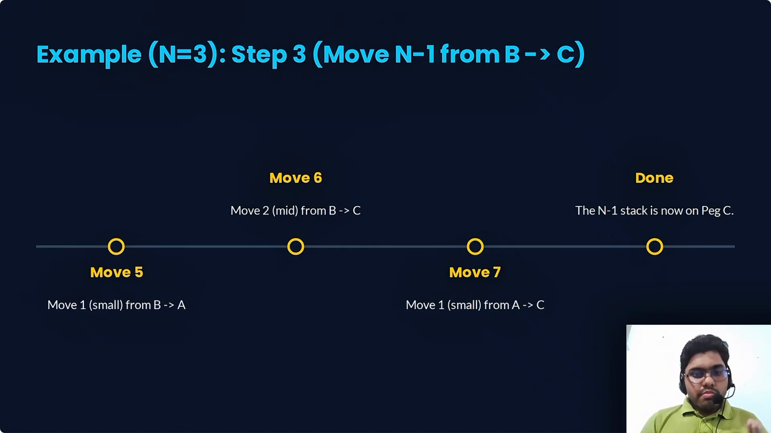Now, for step 3, move the n-1 disks from B to C. Again, we use our recursive algorithm to do this. Move 2 disks from B to C. Move 5. Move the smaller disk from B to A. Move 6. Move the medium disk from B to C on top of the large one. Move 7. Finally, move the smaller disk from A to C on top of the stack.